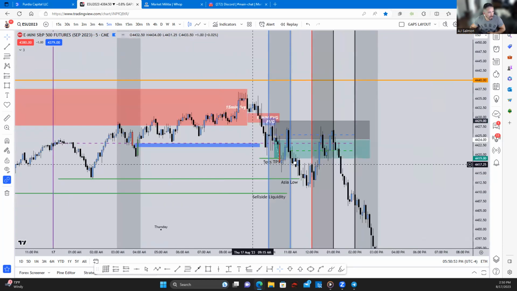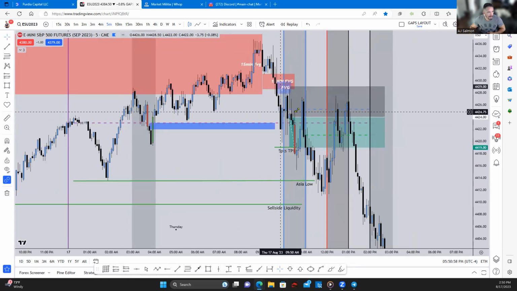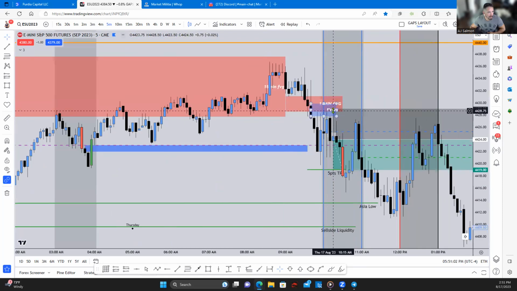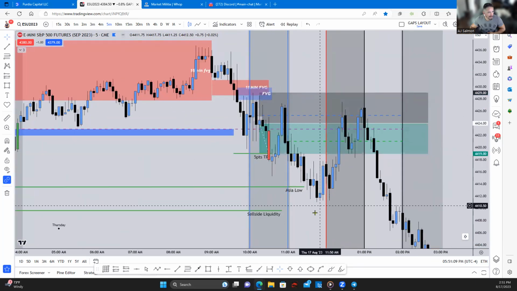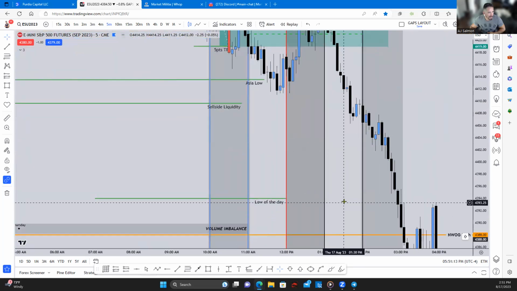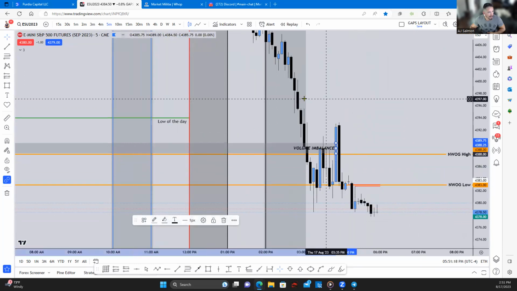Okay. This morning, took this entry off a 1 minute in here. Could have taken it off of this 15-minute or this 1 minute gap in here. And we were out with our 5 points here. I called the Asia low. This was sell side liquidity, low of the day, and it hit our new week opening gap down here, which I called live. If you don't believe me, let me pull up the video here and I'll show you a recording of it live today.